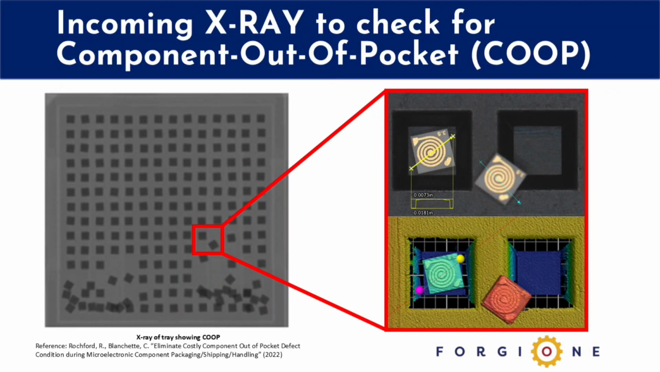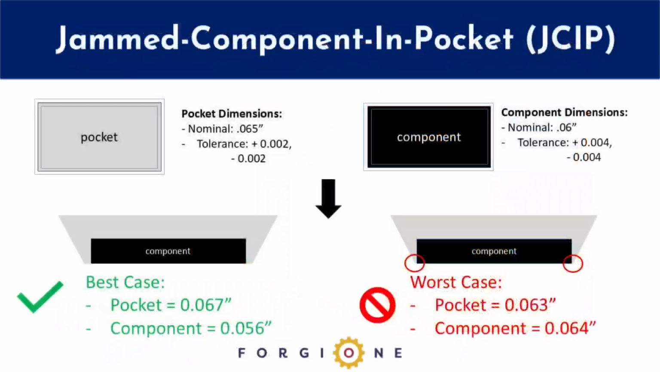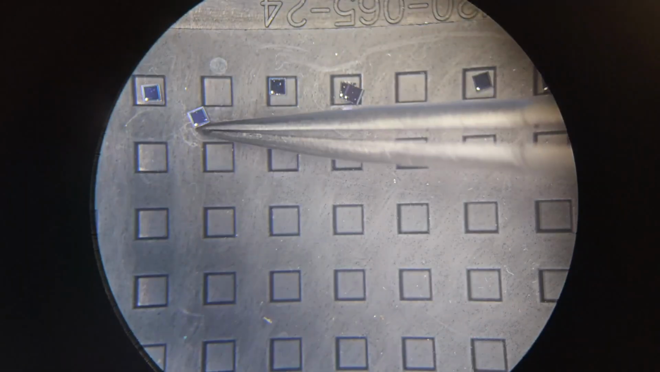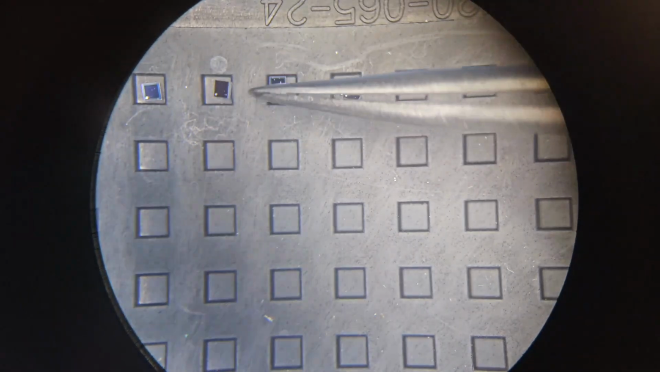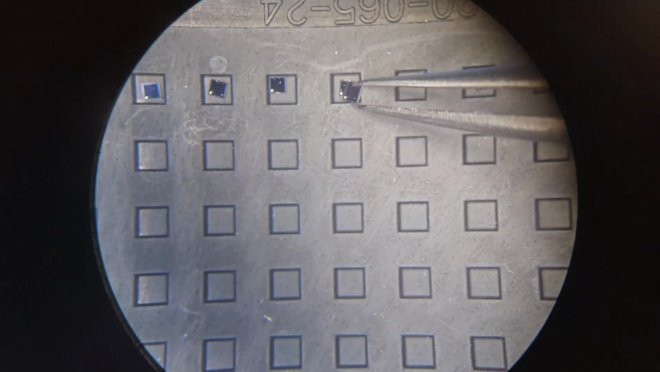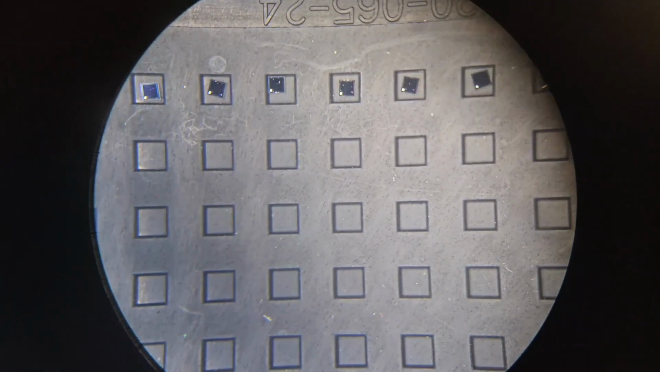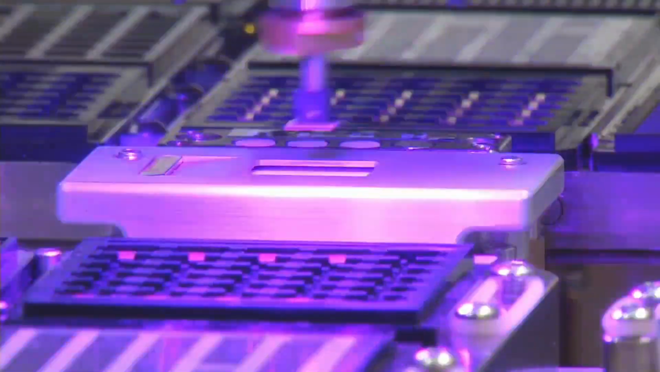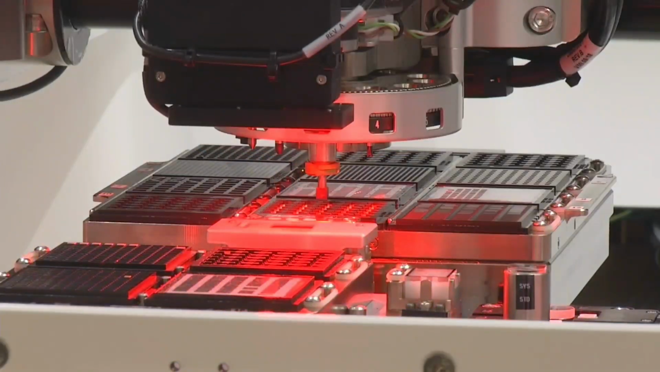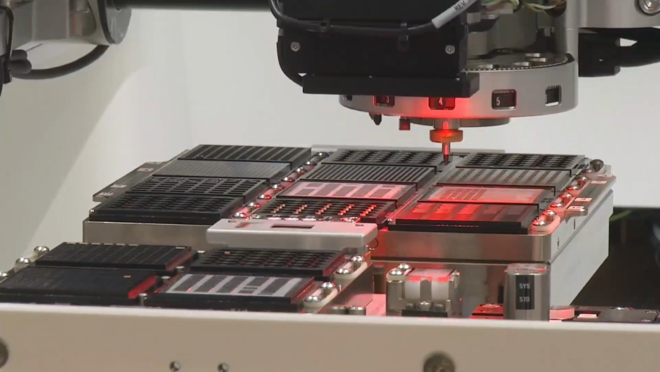From component out-of-pocket migration, COOP, to jam component in pocket failures, JSIP, these devices, which can be small enough to be considered dust by most standards, are literally being swept under the rug and thrown away, or even worse, put back into the tray or into process with an unknown working condition.